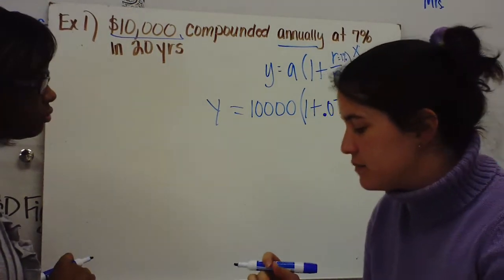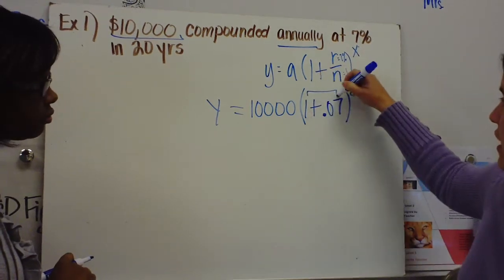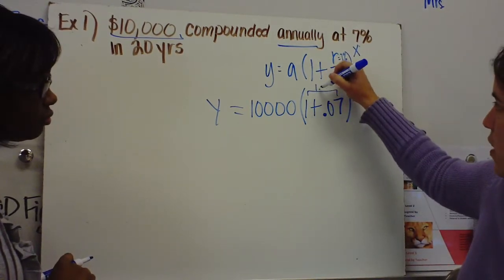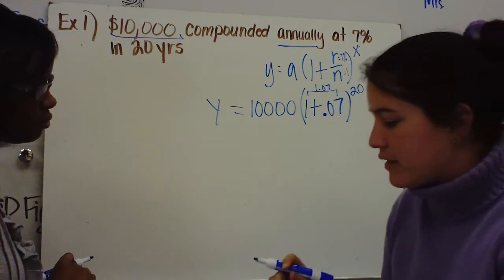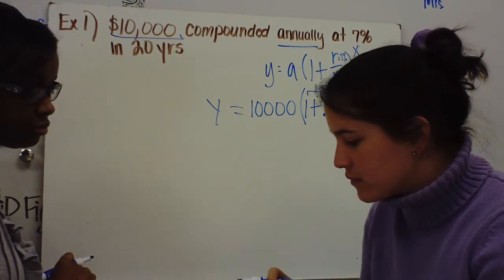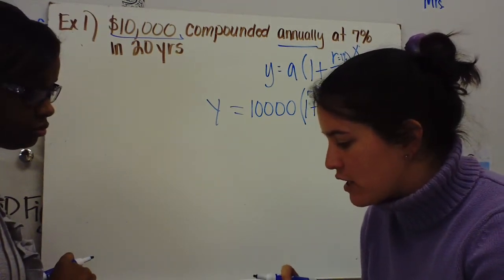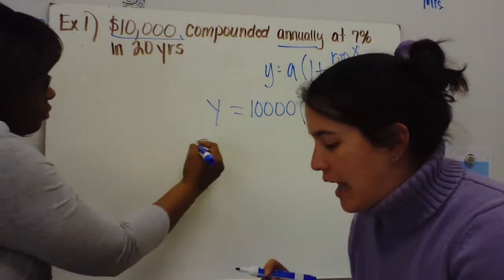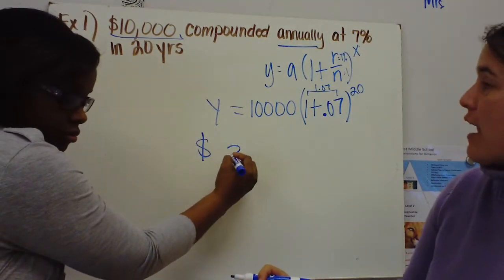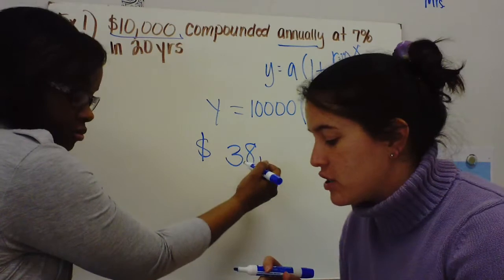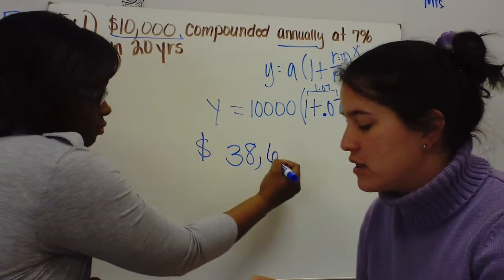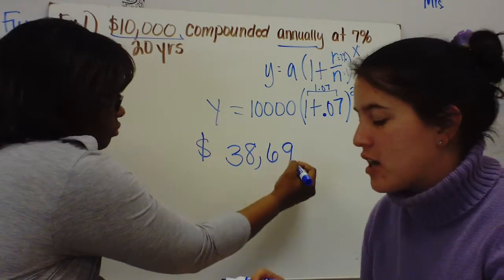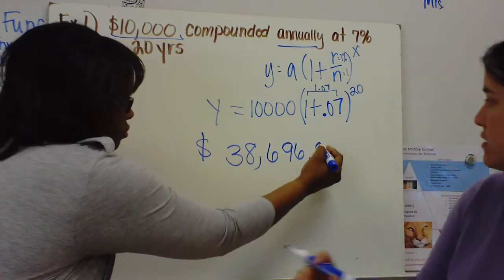So 10,000, and I'm going to go ahead and combine this. This is 1.07 to the 20th power. And the amount of money we will have after 20 years is $38,696.84.